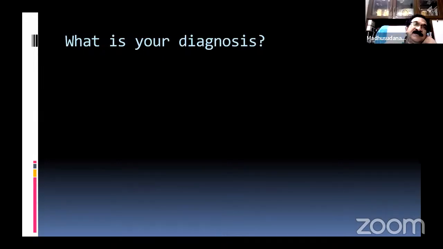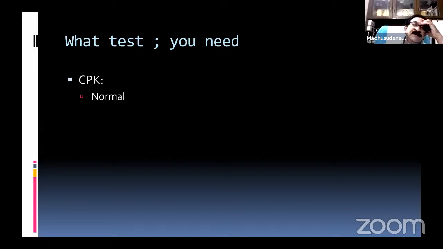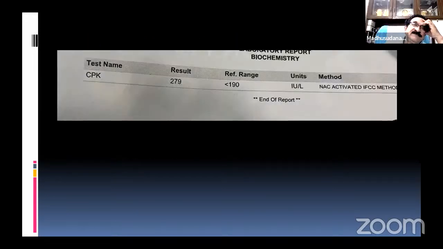So I thought the first possibility could be a myopathy because of the limb girdle pattern of involvement. Yeah. So what investigation do you want now? CPK. CPK is normal, 279. And EMG.